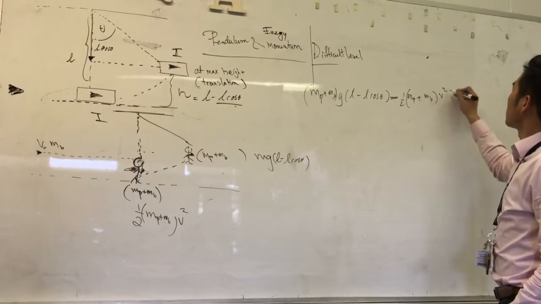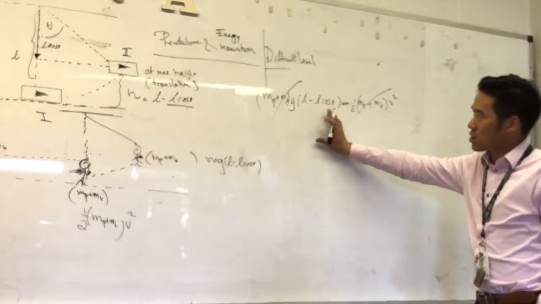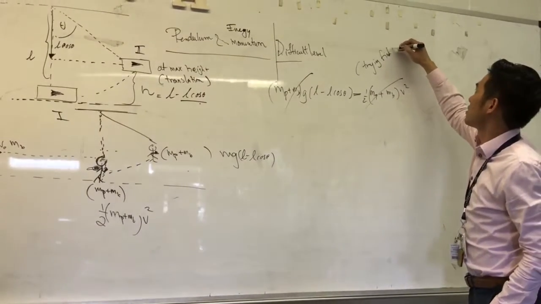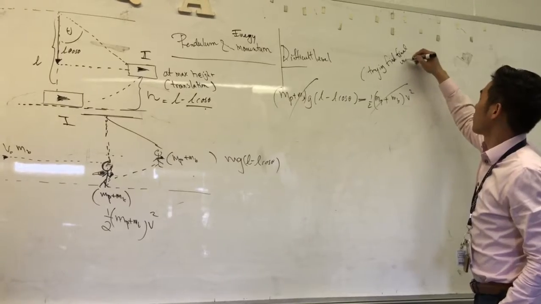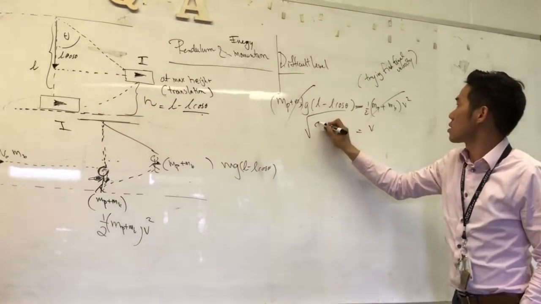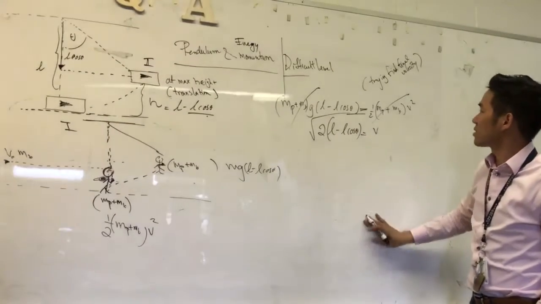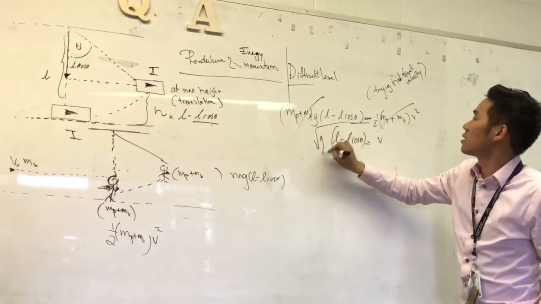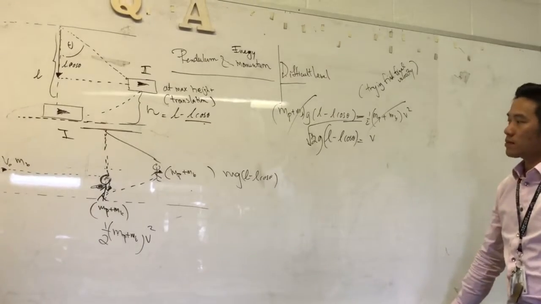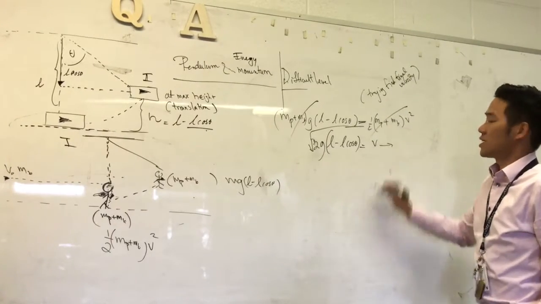Okay. So what's the point we're trying to do over here? We're trying to find the velocity, the final velocity, right? Upon the impact, which is this one. So velocity is equal to what? Square root of 2g. Okay, so basically this is the velocity after.